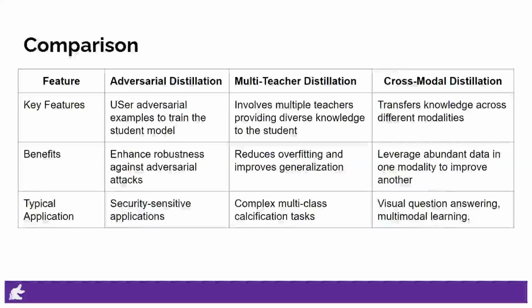This table shows key features, benefits, and typical applications under different training techniques. According to different needs, different techniques may help on specific needs. For example, adversarial distillation may help in preventing adversarial attacks. Multi-teacher distillation can reduce overfitting. Cross-modal distillation leverages a large amount of data in one modality to another modality, such as image or audio.